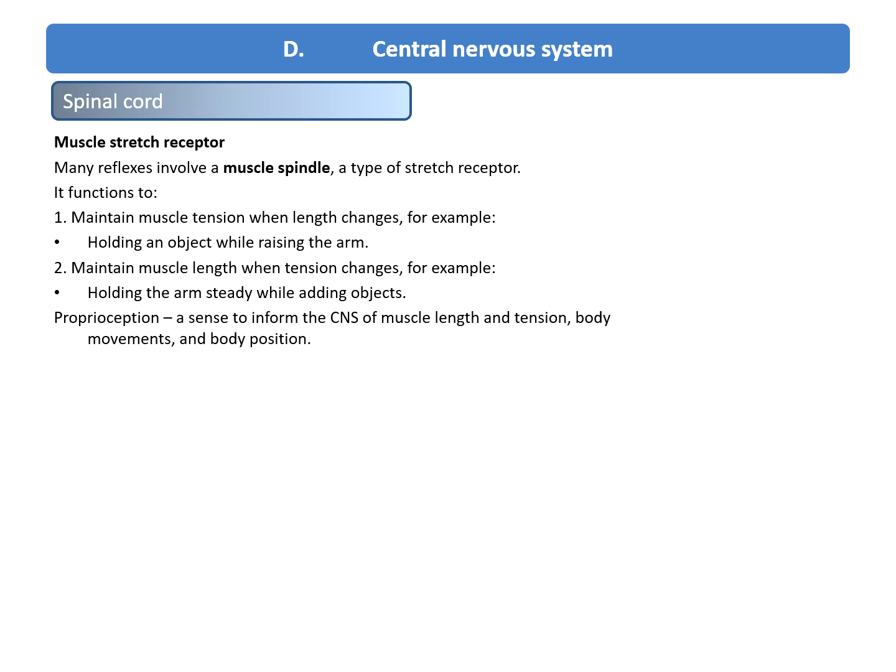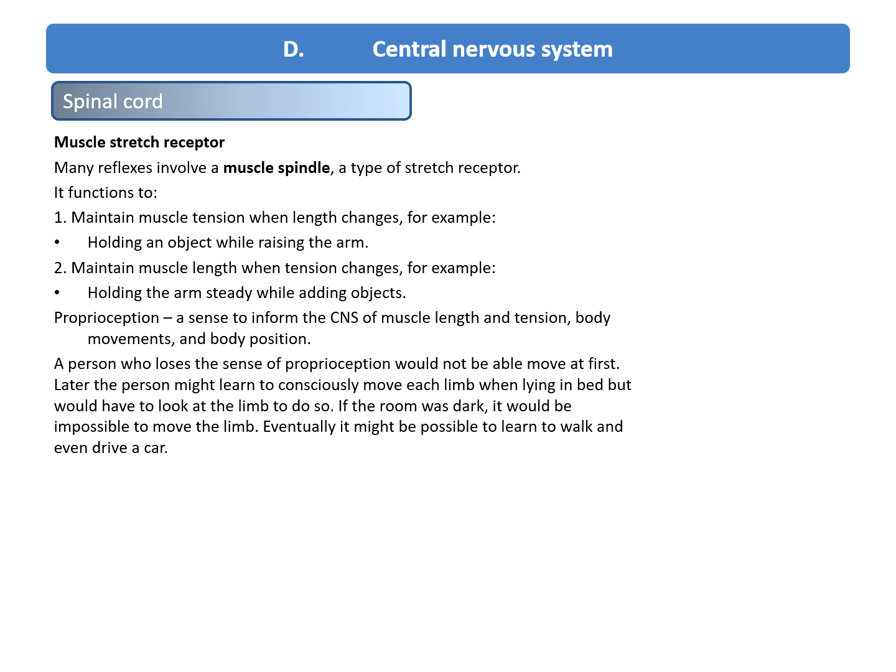Proprioception is a sense to inform the central nervous system of muscle length and tension, body movements, and body position. You remember when we covered motor and sensory neurons or nerves, we said that a motor nerve also has a sensory function, and that function is proprioception. Now, the function there is to help the motor nerve carry out its activity. After all, the nervous system needs to know what the muscles are doing in order to control them.